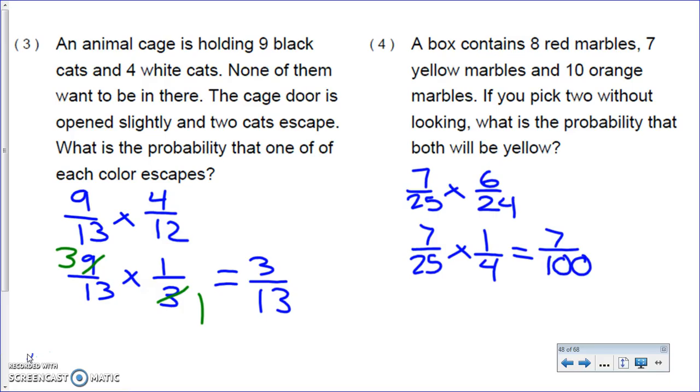So in a dependent event, what happens in the first event affects the probability of the second event. And to figure out what the total probability of both events happening is, we multiply the probability of each event together. Please make sure you've copied all of the work down and glued this page in your math notebook.